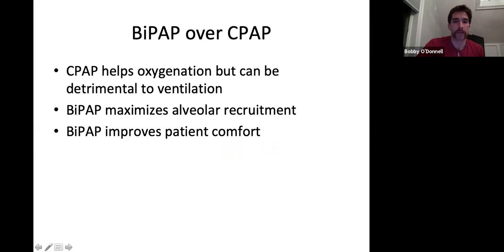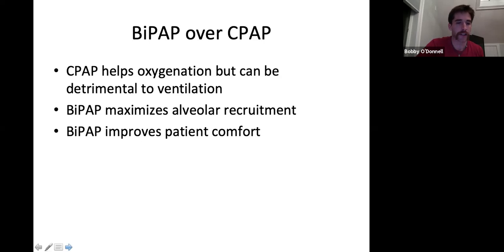So CPAP helps oxygenation, but can be detrimental to ventilation. It's not as comfortable for the patient because it's one continuous pressure. It's great for your issues of pulmonary edema because it helps stent those alveoli open. BiPAP is what's going to maximize that alveolar recruitment and their comfort because it's 2 levels. So you have an inspiratory airway pressure and you have an expiratory airway pressure.